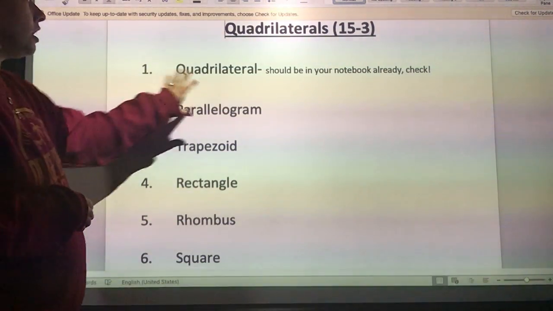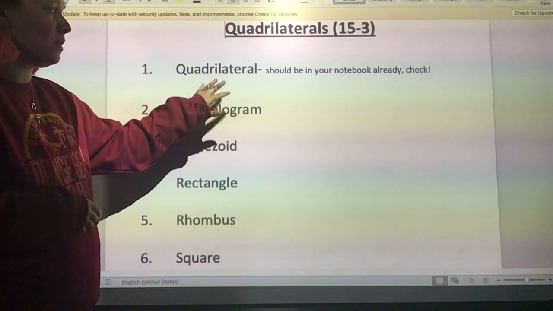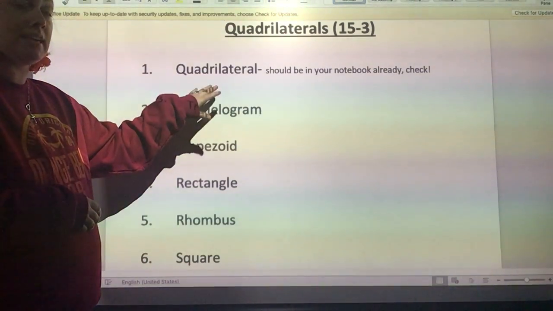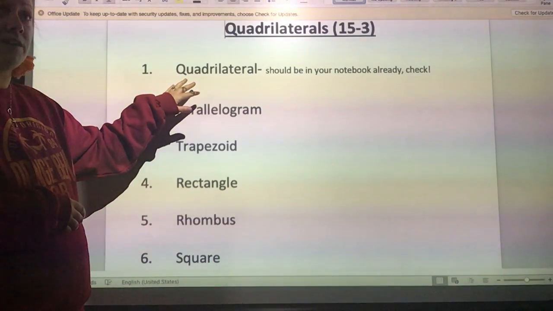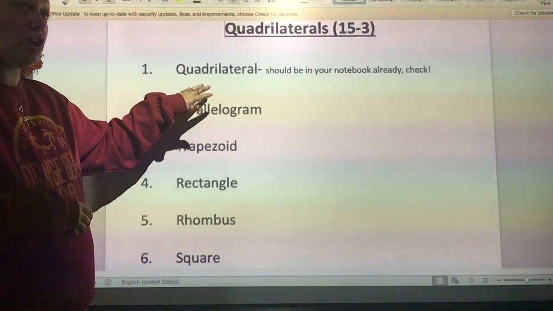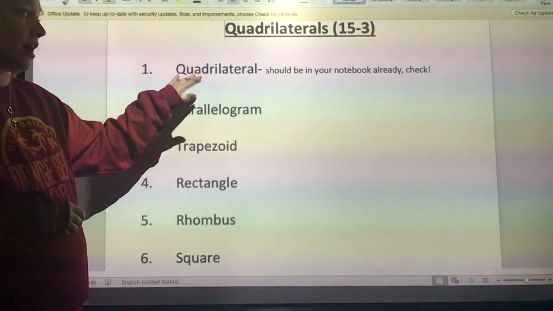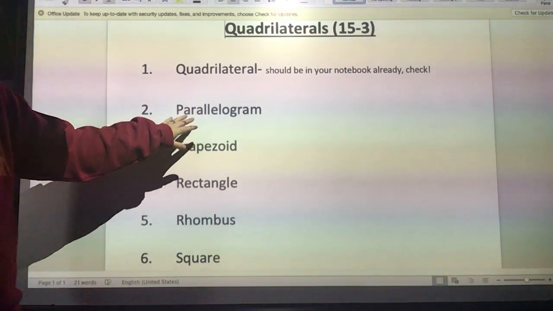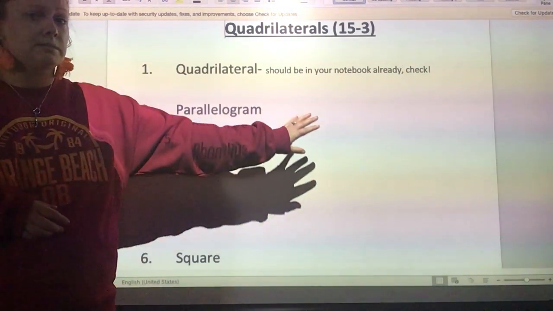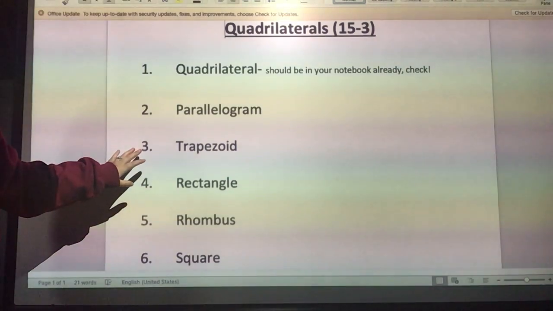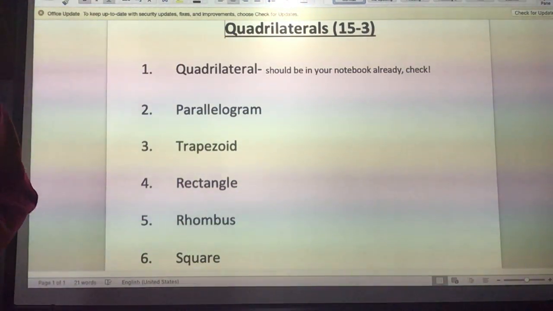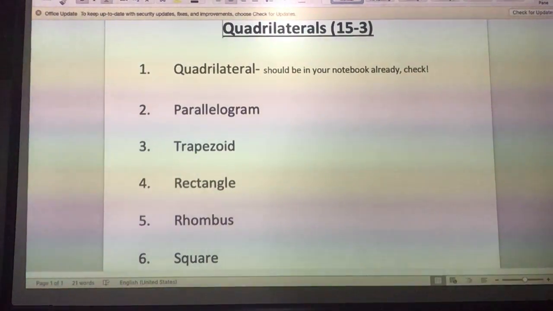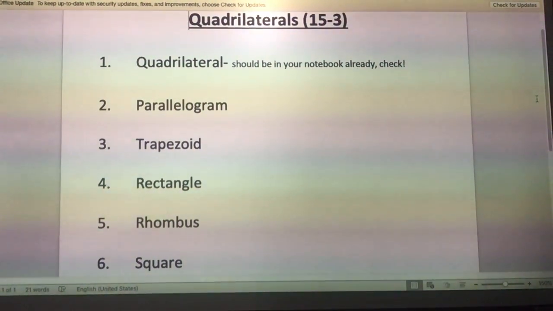Number 1, quadrilateral. This is one you should have in your notebook because we talked about this one. It was one of our first lessons for topic 15. If it is not in your notebook, write it again, okay? Number 2, parallelogram. I want a definition and a small picture. Number 3, trapezoid, rectangle, rhombus, and square. Definition and picture. Go ahead now.